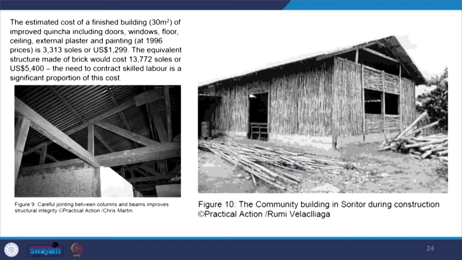When they adopted this improvised quincha technique and constructed these houses in 1996, it cost about $1,300, whereas a similar equivalent structure made out of brick cost about $5,400. So this has proved cost efficient, and it has also proved efficient because of its lightweight nature. So it has been a successful model.